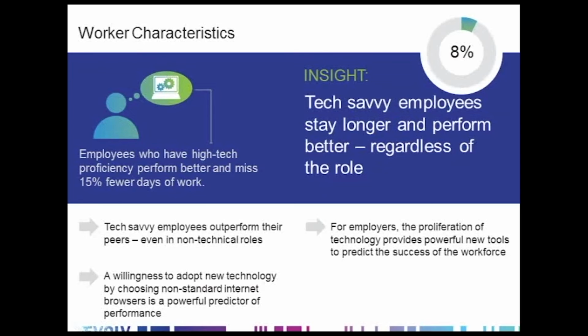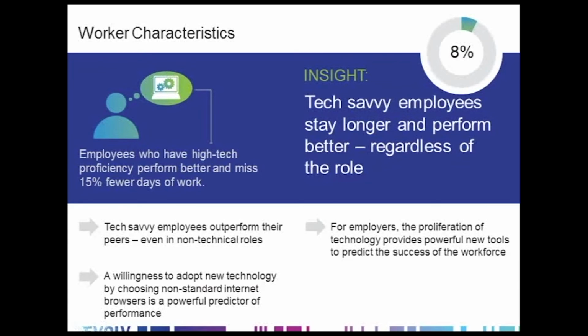Second, we look at willingness to adopt new technology. And as Jim had mentioned, we've looked at that as a function of browser usage. Certain browsers come by default with computers, and then there are other browsers that must be custom installed. What we found is that that's actually an extremely powerful predictor of performance across virtually every performance metric that we analyze. It's actually one of the most robust findings that we've uncovered.